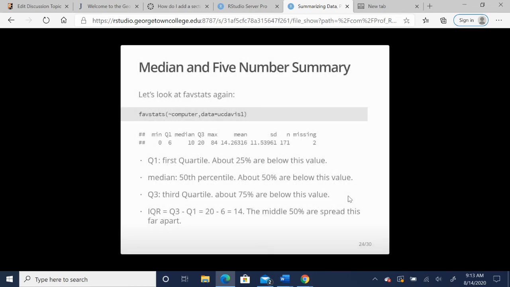So let's look at FAVE stats again. So we talked about mean and standard deviation. What else does it give us? It gives us the median, which is the absolute middle value. It gives us the quartiles, which is the first quartile, which is the middle of the bottom half, and the third quartile, which is the middle of the top half.